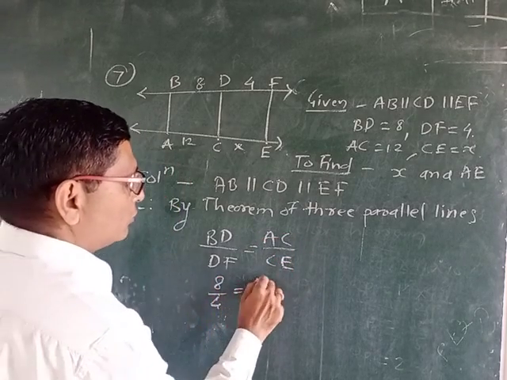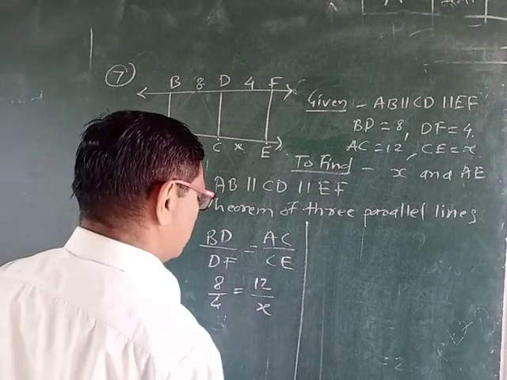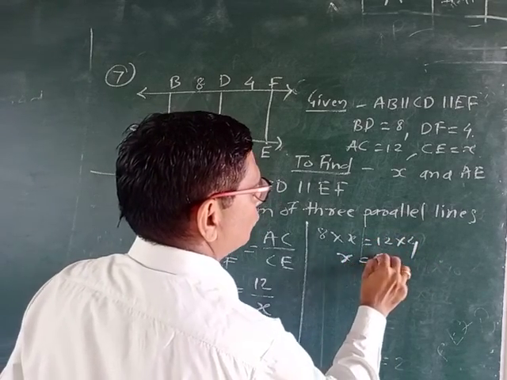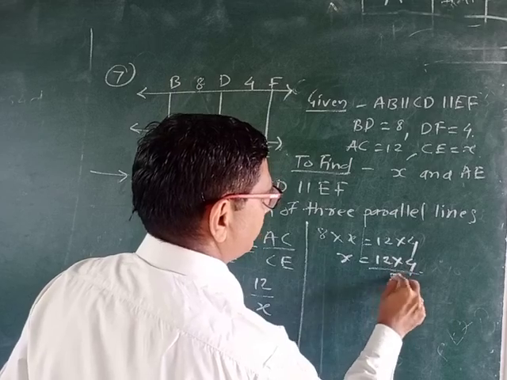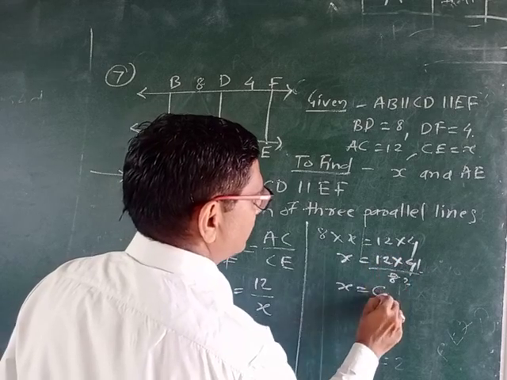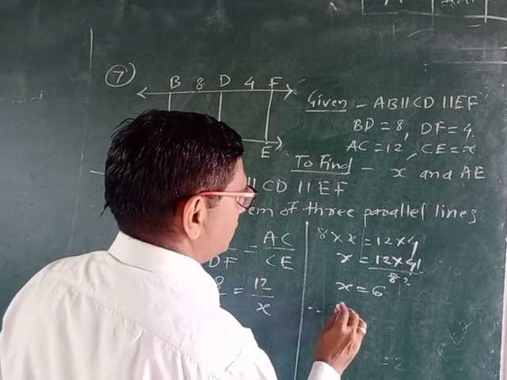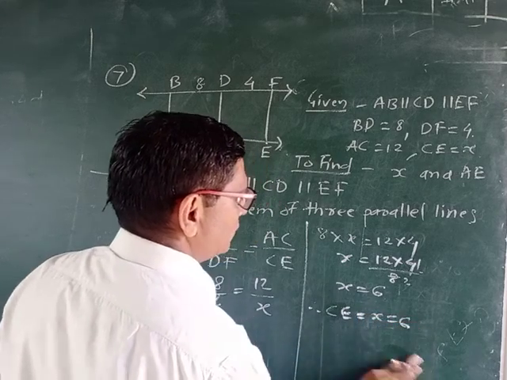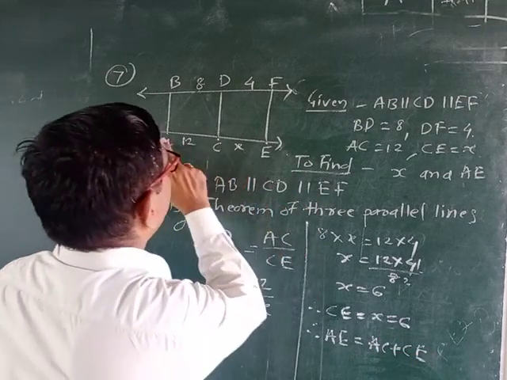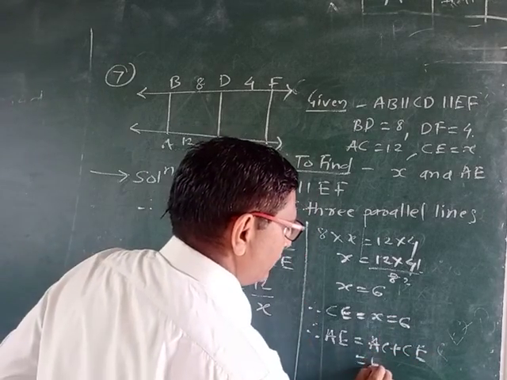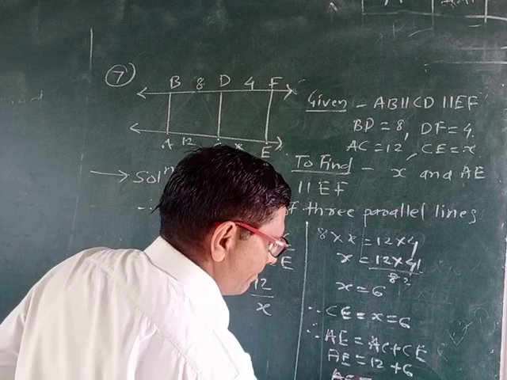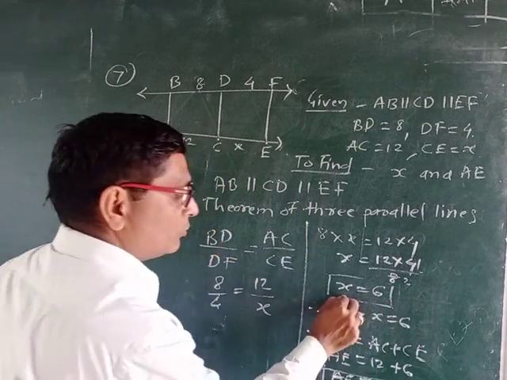8 upon 4 is equal to 12 upon X. By cross multiplication, 8 into X is equal to 12 into 4. X is equal to 12 into 4 upon 8. X is equal to 4 1s are 4, 4 2s are 8, divided into 12, that is 6. Therefore, CE is equal to X is equal to 6. Therefore, AE is equal to AC plus CE, that is 12 plus 6, it is 18. A is equal to 18 and X is equal to 6.